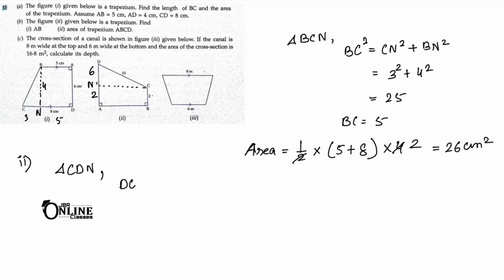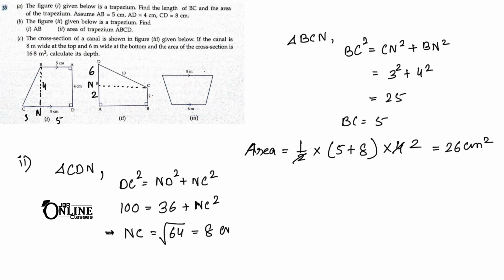From the triangle CDN, it's a right angle triangle. So definitely DC square equals ND square plus NC square. DC means here 10, 10 square means 100, ND means here 6, so it's 36 plus NC square. So NC square equals 100 minus 36, that is 64. So NC will be root over 64, that equals 8 centimeter. So if NC equals 8 centimeter, then definitely AB equals also 8 centimeter. That is the first answer.